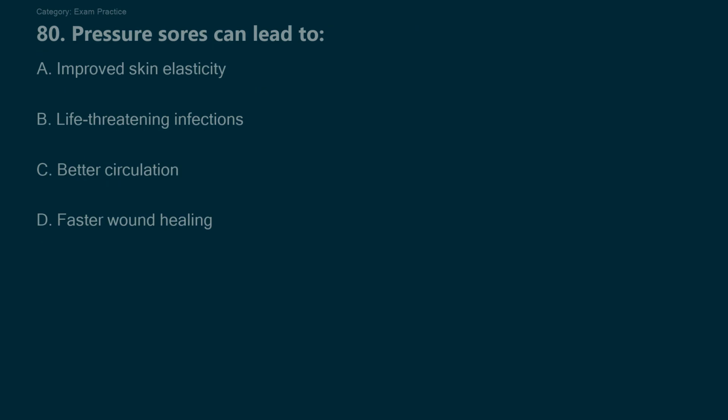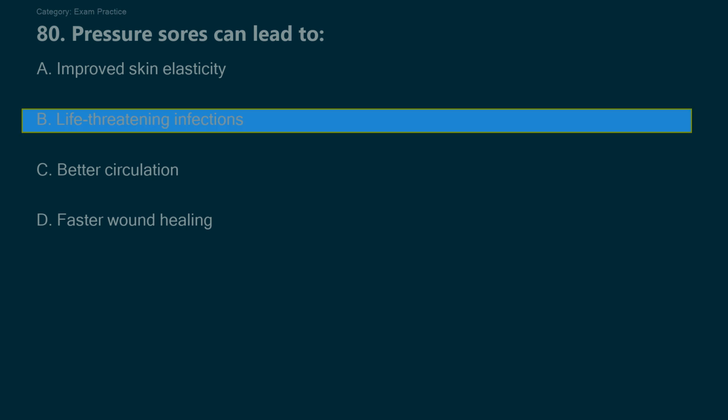Question 80. Pressure sores can lead to option A, improved skin elasticity. Option B, life-threatening infections. Option C, better circulation. Option D, faster wound healing. The correct answer is option B, life-threatening infections.